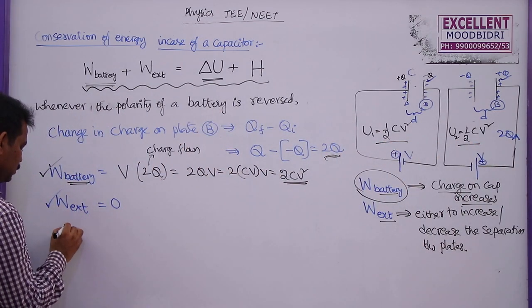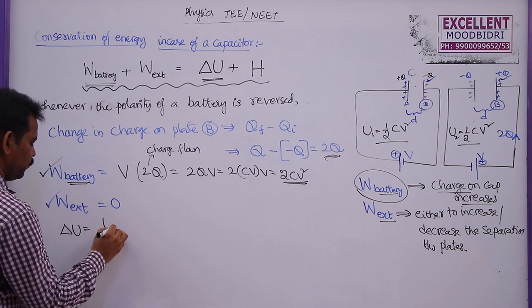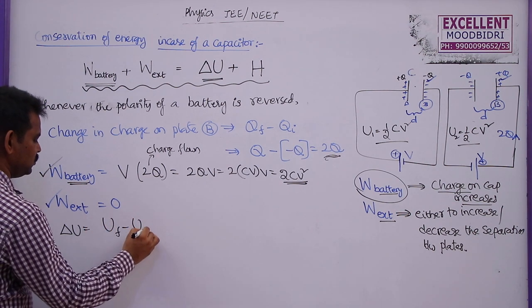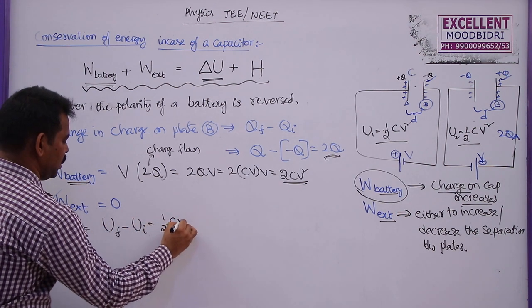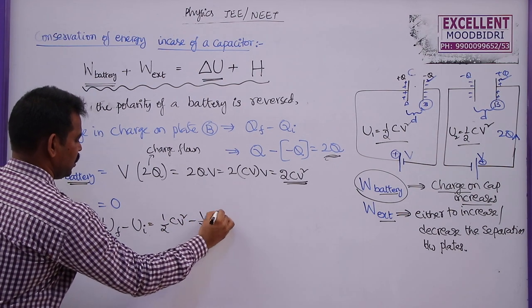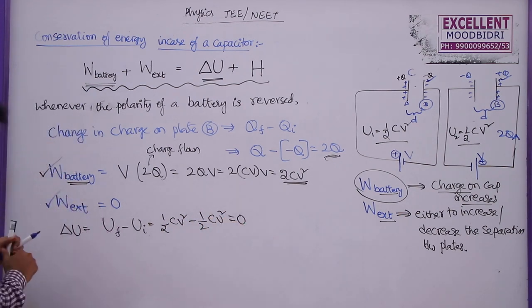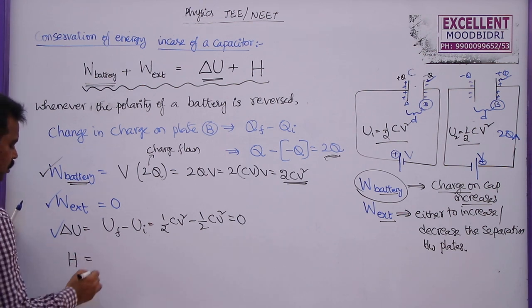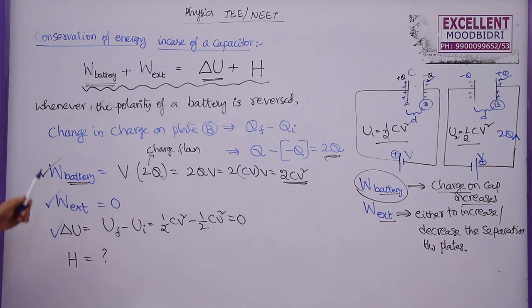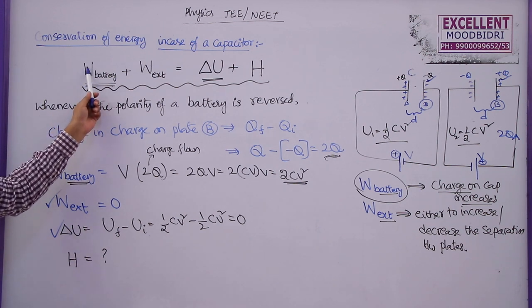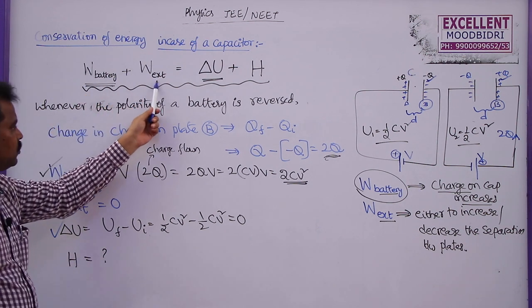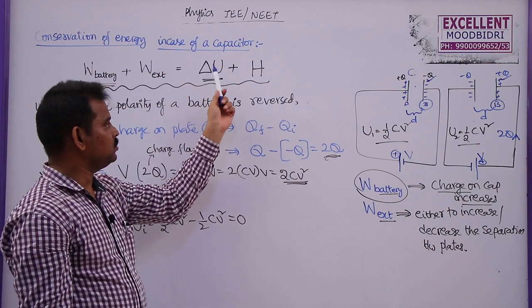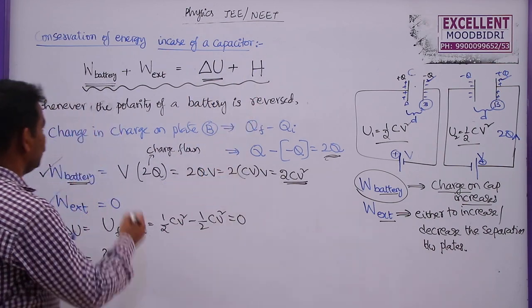So the change in energy is equal to the final energy stored minus the initial energy stored, that is half CV square minus half CV square, which is equal to 0. So this is the change in energy. Then the next one is heat produced in this case. How to find heat produced? Now we have this formula: work done by battery plus work done by external agent is equal to change in energy plus heat produced.